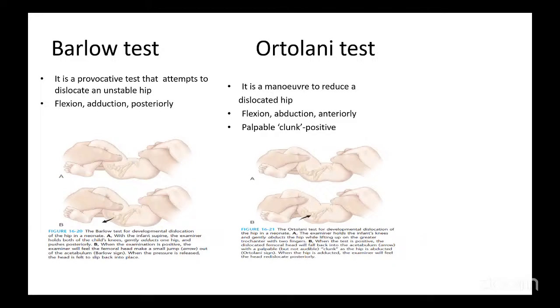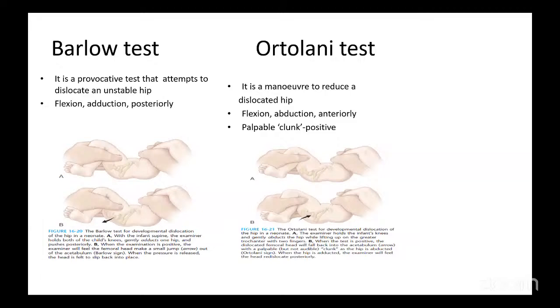Means in a definitive dislocation is there, Ortolani's test will become positive. But Barlow's test will give you only information regarding dislocatable, not confirmative. It is a provocative test.